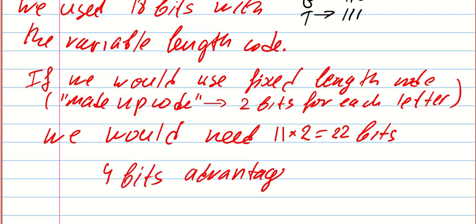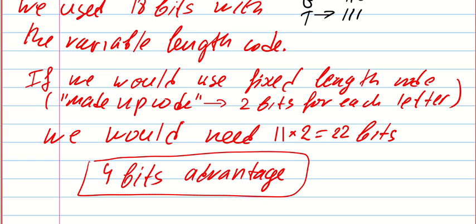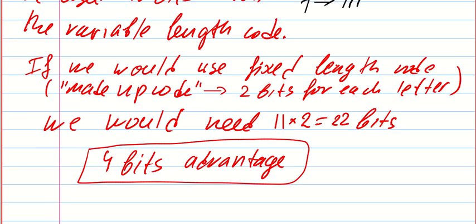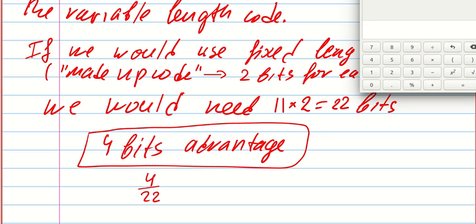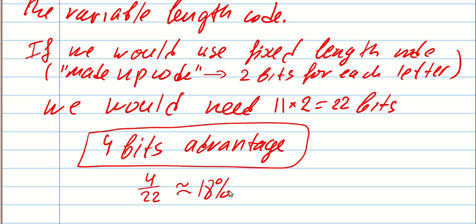So you might say we didn't really win much, but actually if it's a huge amount of information, then we win a lot. The 4 bits of advantage is 4 out of 22, so approximately 18% advantage. And it's a lot if you're dealing with billions and billions of bits of information, right?